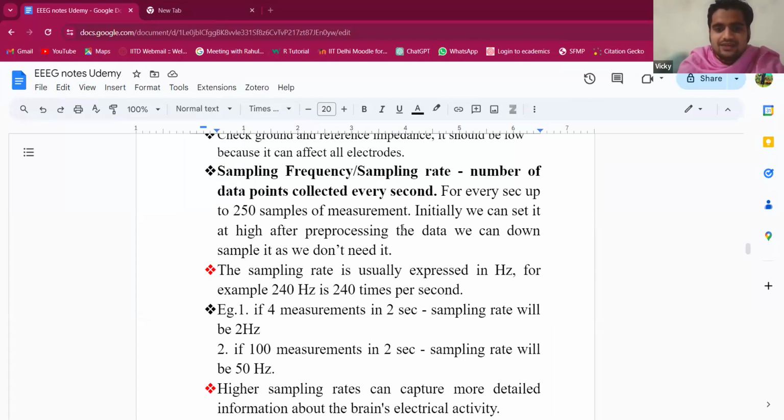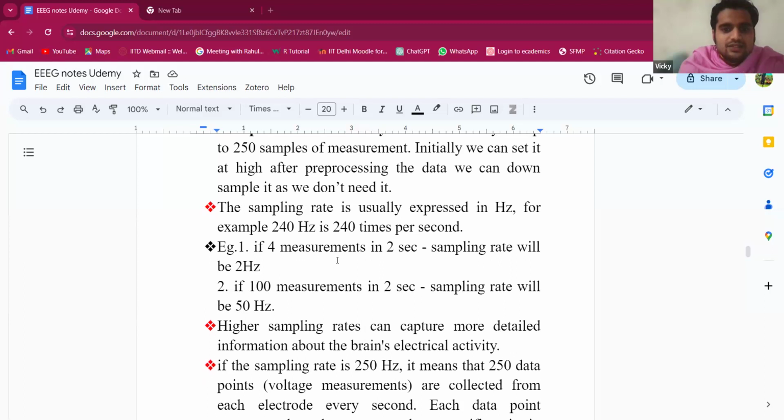So initially we can set it high. And you mentioned that we can pre-process it; 250 starts from 250 and goes up to 5,000. So 250 is on the lower end. Then we can downsample it if we don't need it.